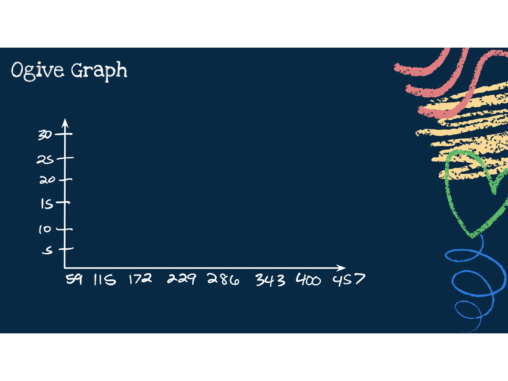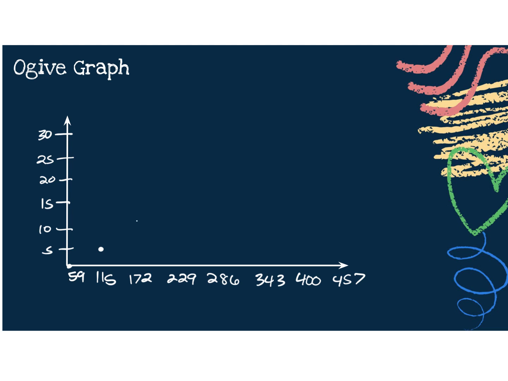Okay, so at 59, we start out at 0. Then 115, we're at a cumulative frequency of 5. At 172, we're at a cumulative frequency of 13. Then for 229, we have a cumulative frequency of 19. For 286, we have a cumulative frequency of 24. For 343, we have 26. For 400, we have 29, and for 457, we reach that ending at 30. So then we just draw little lines to connect each of these. This is a little bit more linear than some of the ones we saw in that example. But there you go. We have an ogive chart for our data.